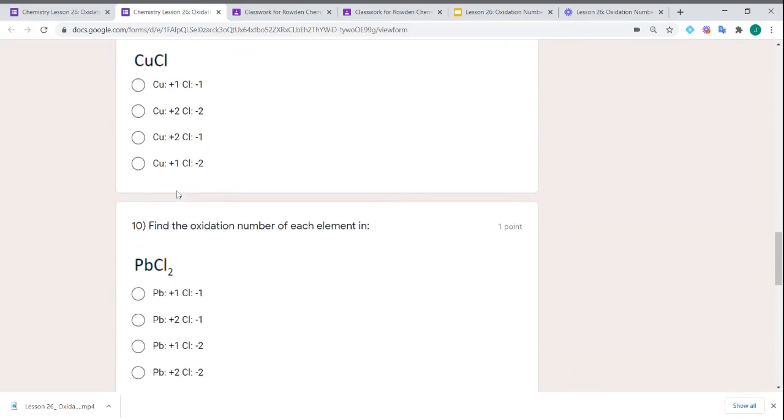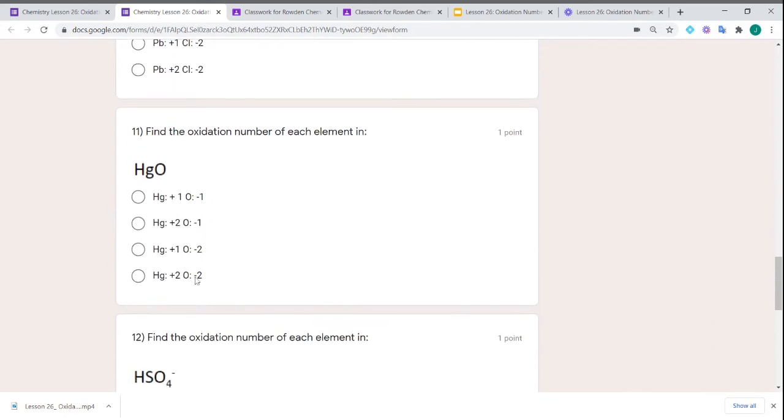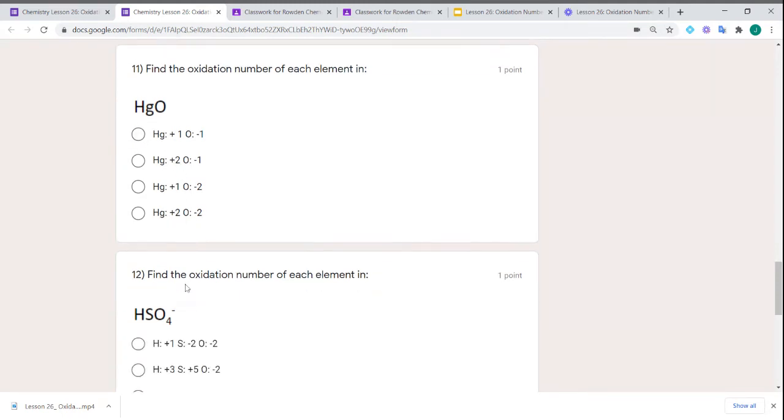So you have it right here. For this, chlorine is -1. There's 2 of them. So to balance that out, the Pb, the lead, has to be +2. So you have +2 and -1. For this one, oxygen is -2. There's only 1 of the Hgs, so Hg has to be +2.